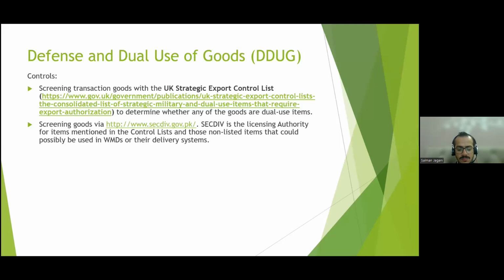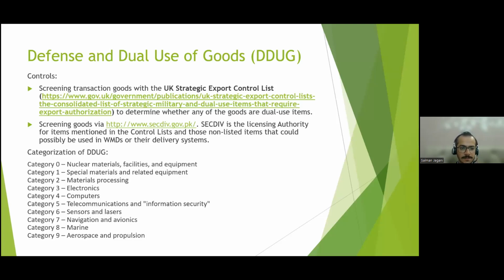There was a list made in which all the goods which were dual use in nature were added. So it could help in the proliferation of weapons of mass destruction. And the category, just to give you an idea, this is how the category has been made for the defense and dual use of goods.